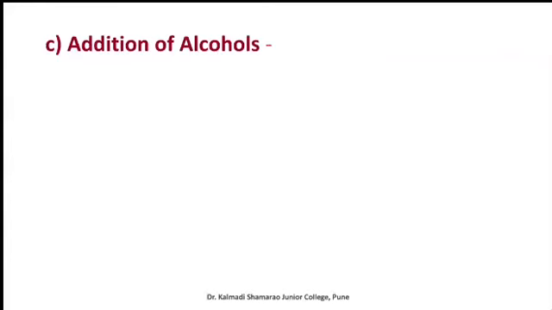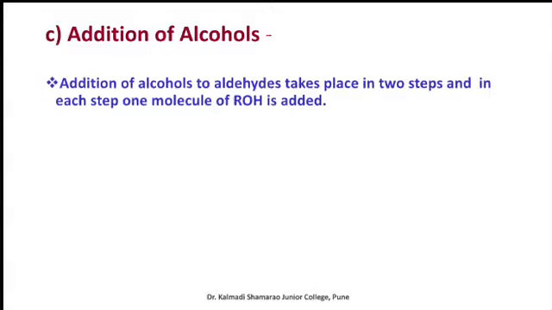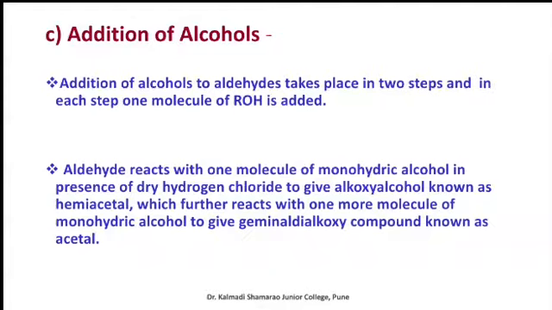Let's move to another nucleophilic reaction, that is addition of alcohol. Addition of alcohols to aldehyde takes place in 2 steps, and in each step, 1 molecule of ROH is added. Aldehyde reacts with 1 molecule of monohydric alcohol in presence of dry hydrogen chloride to give alkoxy alcohol, which is known as hemiacetal, which further reacts with 1 more molecule of monohydric alcohol to give geminal dialkoxy compound known as acetal.